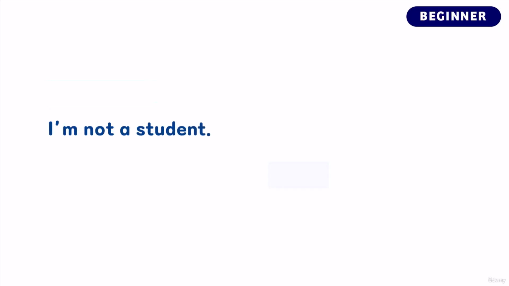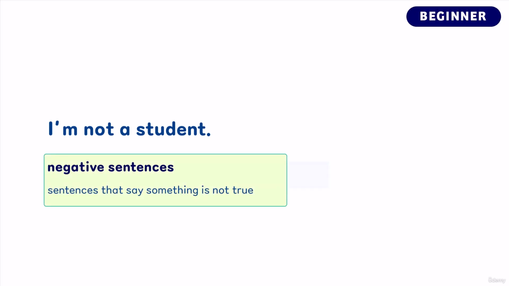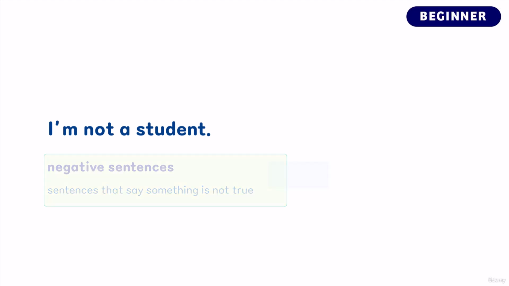Let's now take a look at how we make negative sentences with the verb to be. And negative sentences are when we say that something is not true. Here's an example sentence. I'm not a student. When we make negative sentences, we add the word not after the verb to be. So it's I'm not a student.